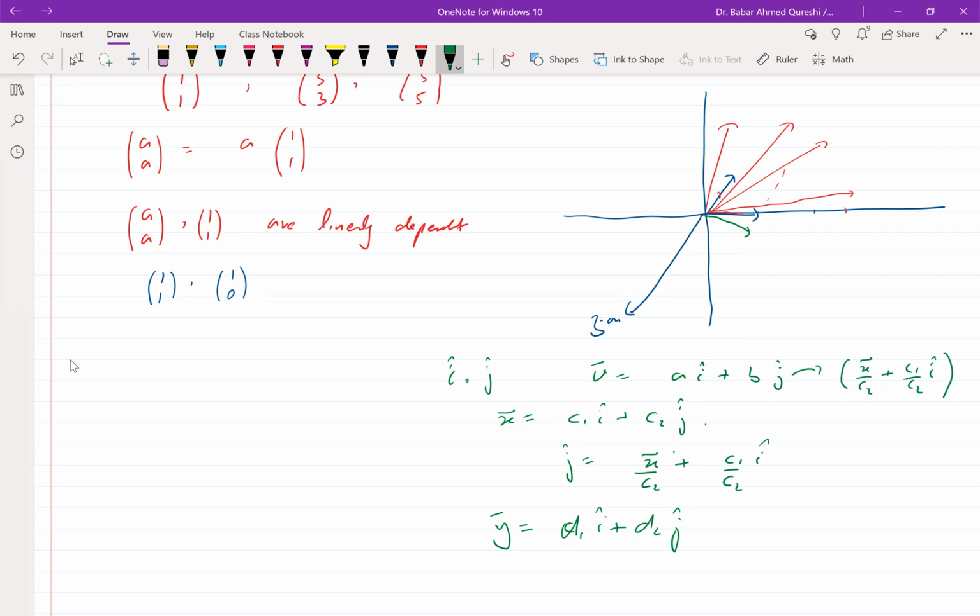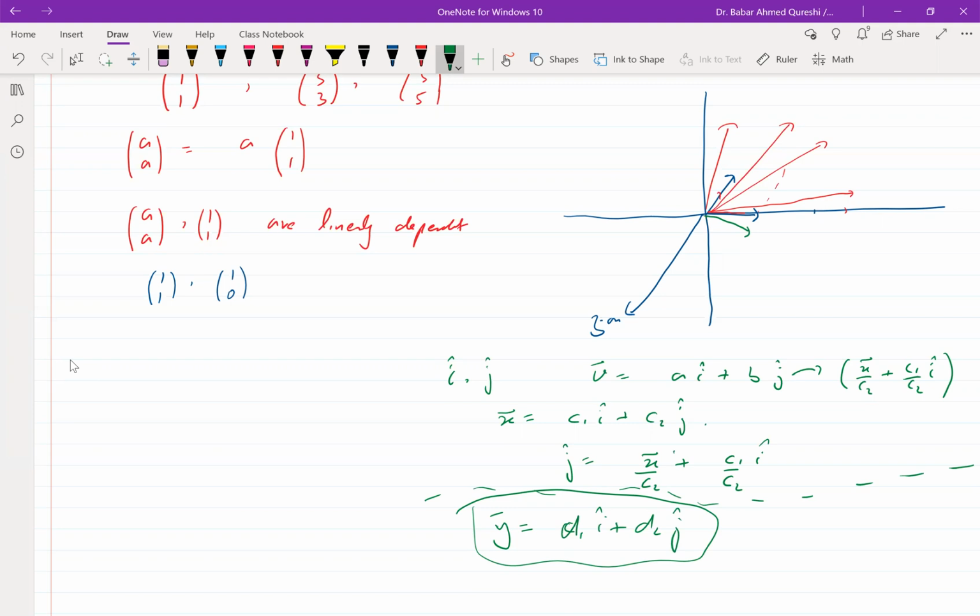When will I fail? So forget about this y for now. What I did above this line will fail in one case. Can you point out? Yeah, if c2 is 0, then I won't be able to divide and this whole logic will fail. So that means this x must not be collinear with i. It should not be just the scaling of the i vector. It has to point in some other direction. That will make it linearly independent of i. Similarly, if I take this y, it has to point in a different direction compared to x.